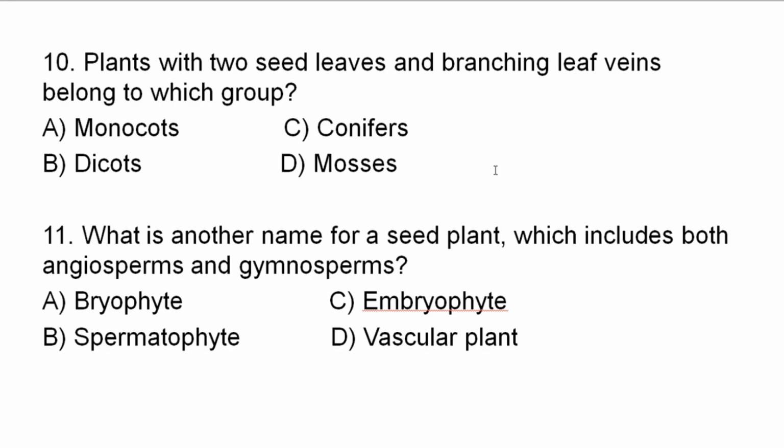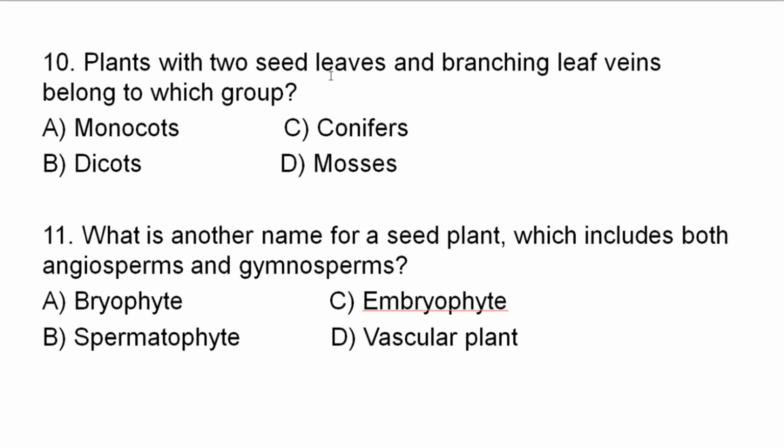Question number 10. Plants with two seed leaves and branching leaf veins belong to which group? A. Monocots, B. Dicots, C. Conifer, D. Moss. Yes, two seed leaves and branching leaf veins. And these plants are grouped under which category? Good. These plants are grouped under dicots. So the correct answer for question number 10 is B.